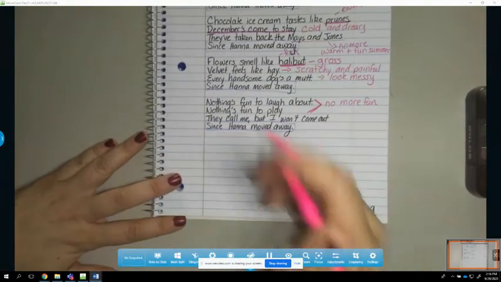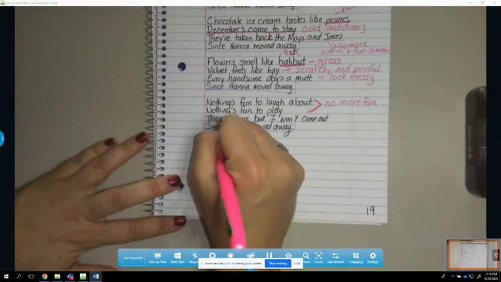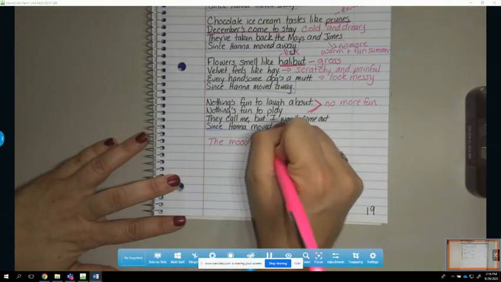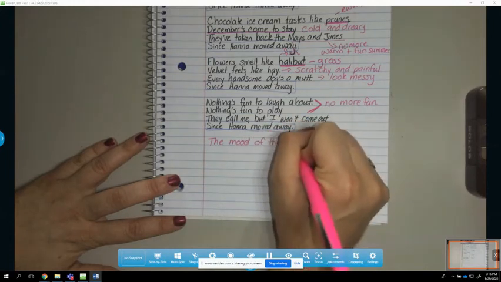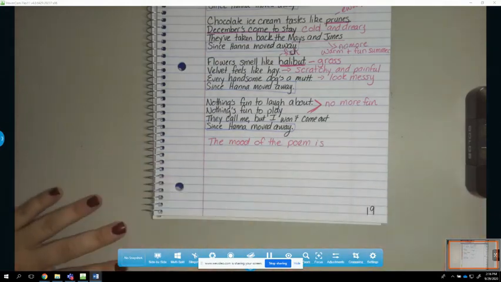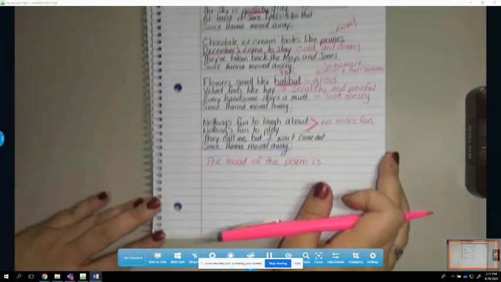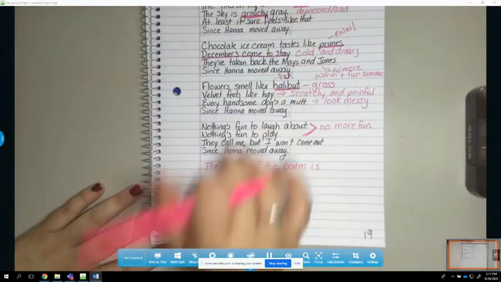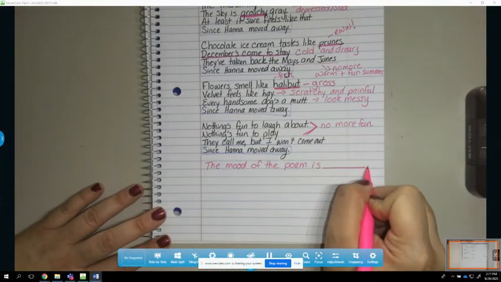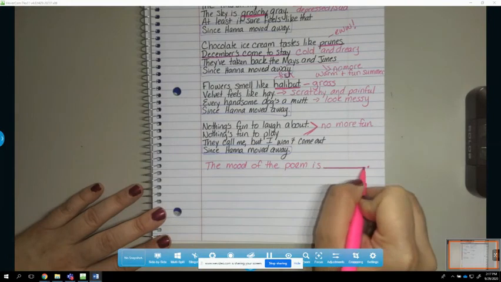So I would put down here the mood of the poem is, and how is the author wanting us to feel? How does the author feel about his friend Hannah moving away? The mood of the poem is, and I'm going to leave that.